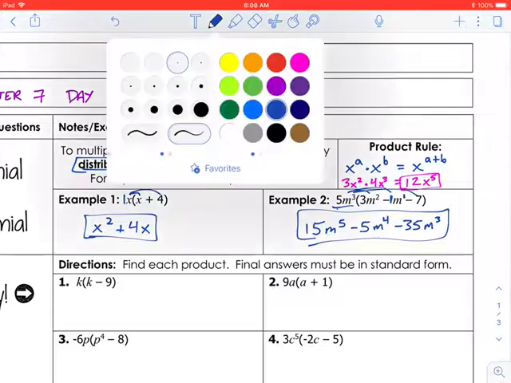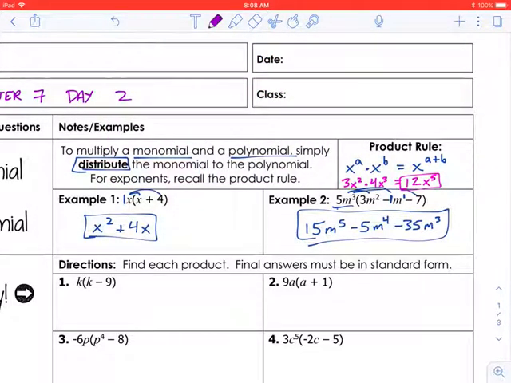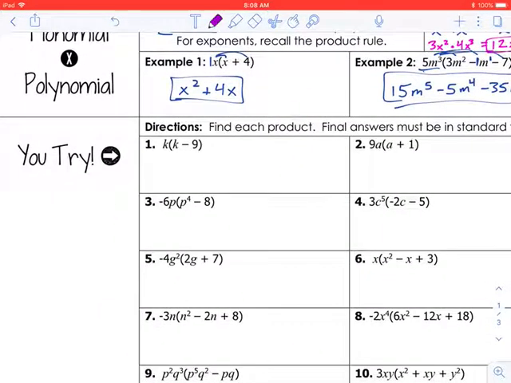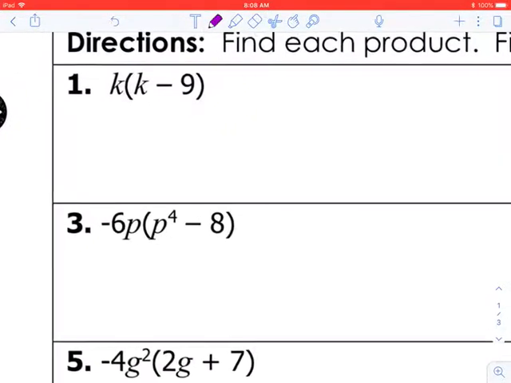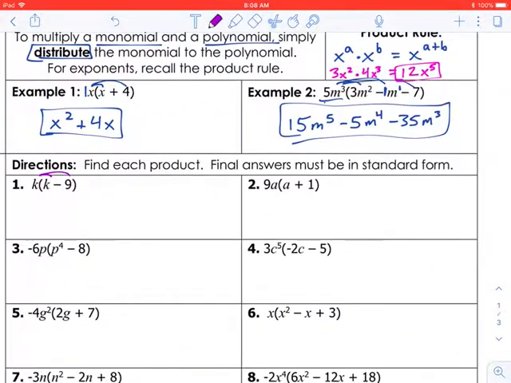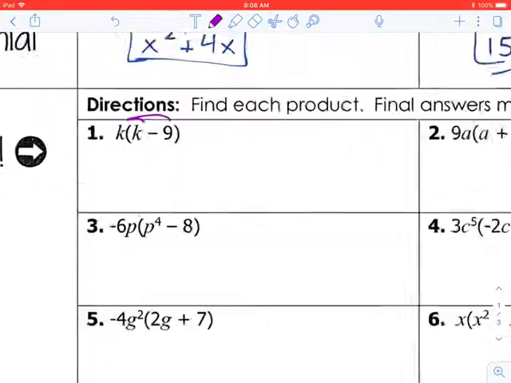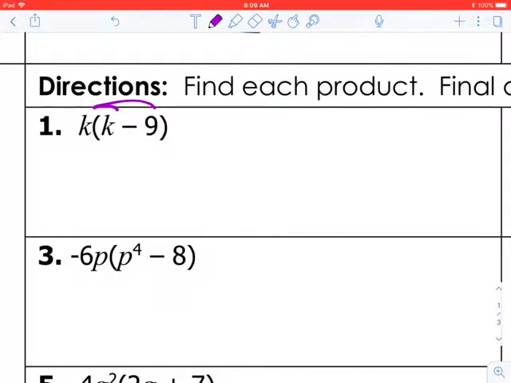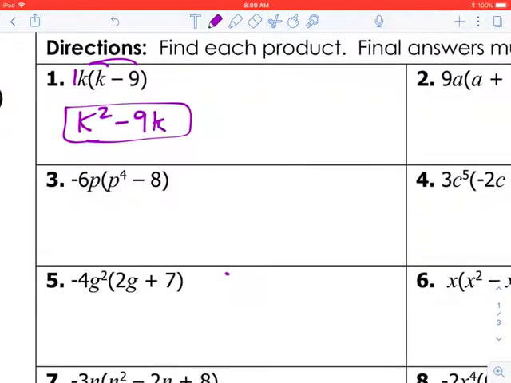All right, let's go through some examples together, and then I'll give you a few problems to work on your own. Let's go down the line here. Number 1, k times k minus 9. It says writing in standard form, so make sure your answer is in standard form at the end. So k times k is k squared. K times negative 9 is negative 9, so that's 1 times negative 9, and k. And there we go. No like terms.